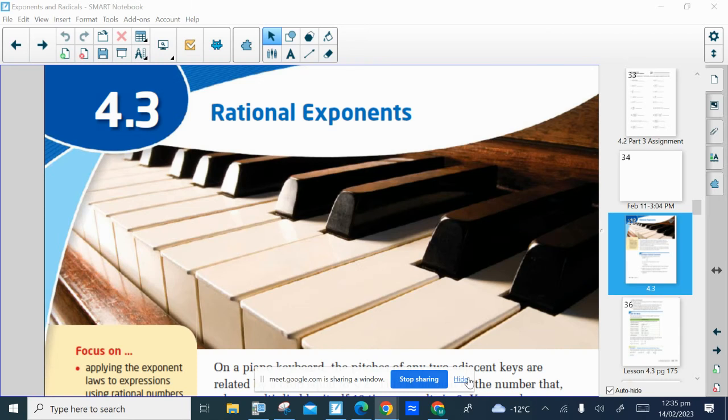Okay, so open your package to page 35. We're going to start this lesson today, and then you guys will write the quiz. So we are going to continue to use the laws of exponents. This will more or less be review to help you for the quiz.